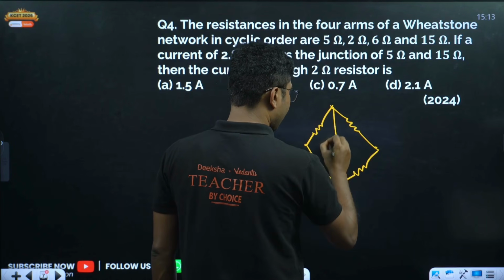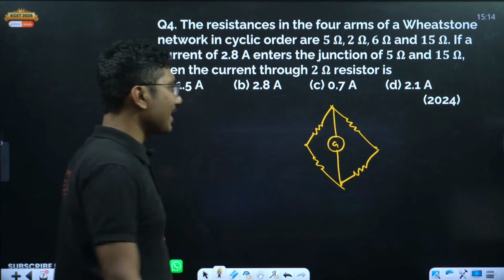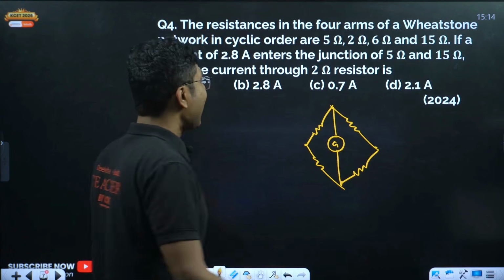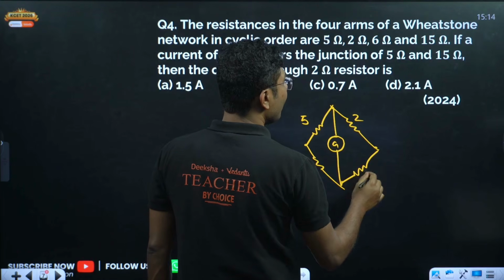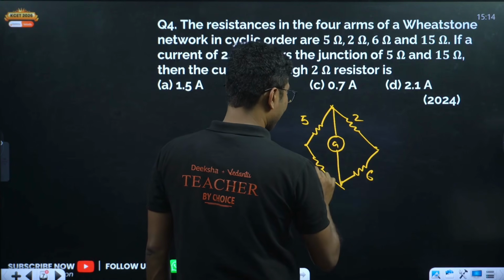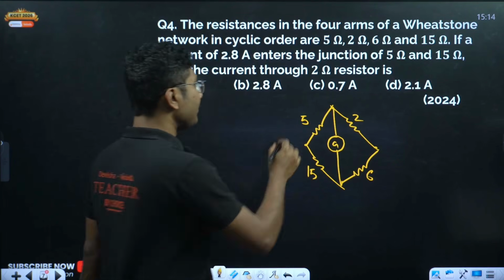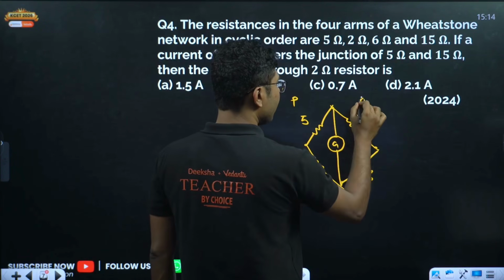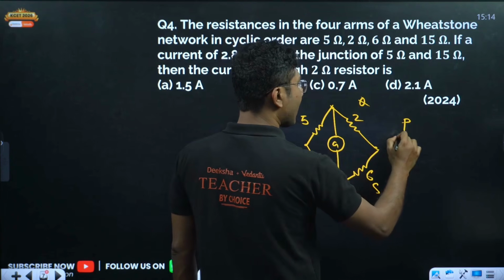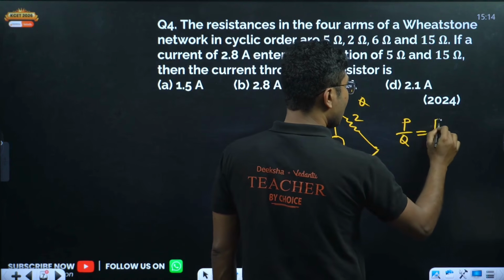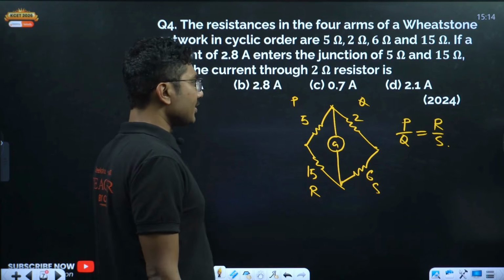and obviously we have a galvanometer. Now nothing about the galvanometer is given, so that is a hint of this question, and they have given you the order 5, 2, 6 and 15. So this is P, this is Q, this is R, this is S, right? We know the condition for balance is P by Q equals R by S, right? So let's check whether this condition is satisfied or not.